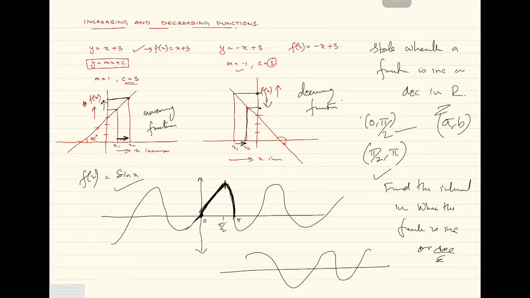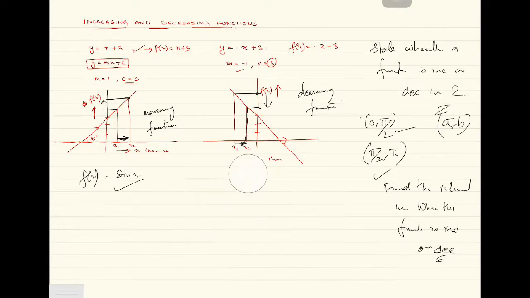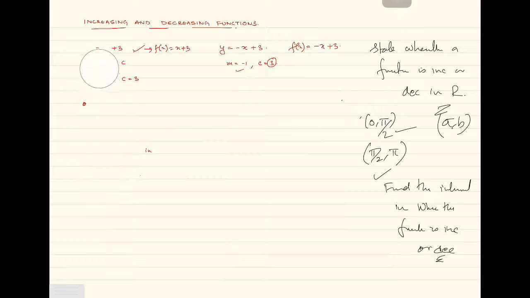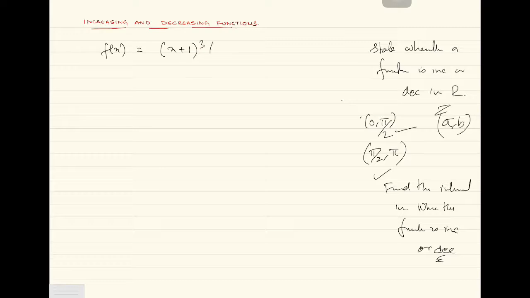What if you get a function for which you cannot draw a graph? Let me just show it to you. Let's say you got a very complicated function. Let's say f(x) equals (x plus 1) whole to the power 3, (x minus 1) whole to the power 2. If you get this function, I cannot draw the graph of this function, isn't it, everyone? Yes. So if that is the case, then without drawing the graph, it would be very difficult to state whether the function is increasing or decreasing.